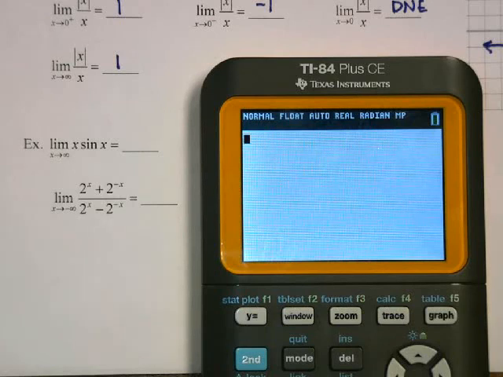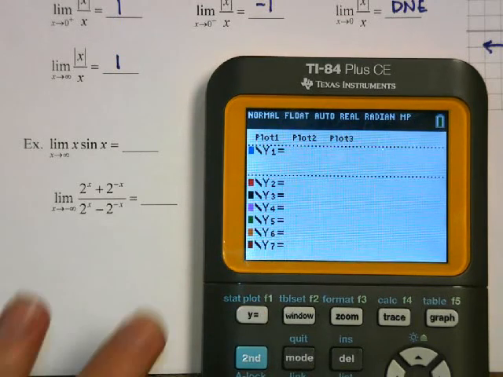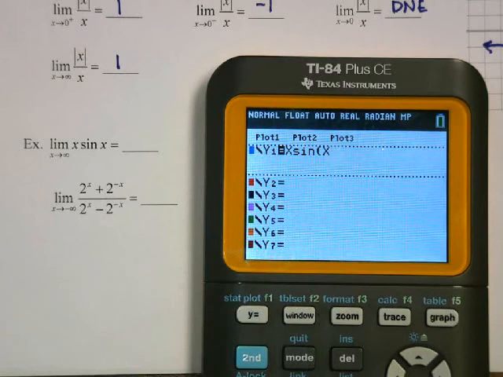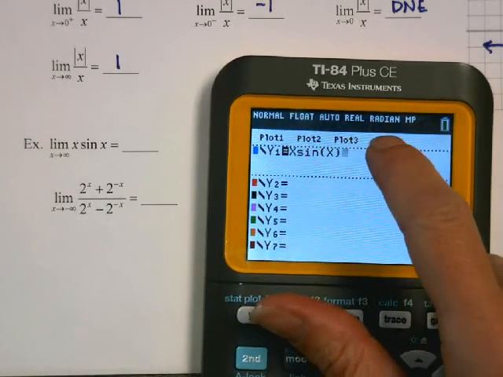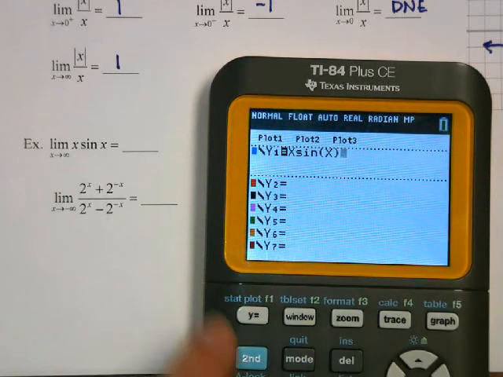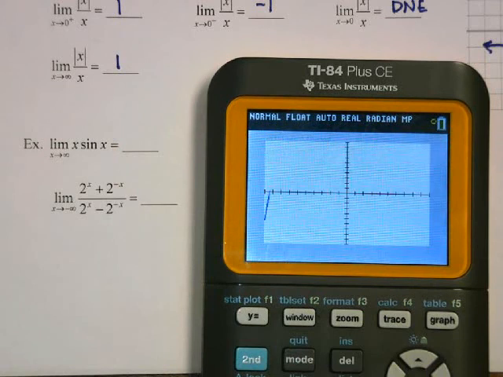For these next two, we're going to graph them in the calculator and look at what happens. So we're going to look at initially x sine x. Make sure that your calculator is in radian mode here. If you're in degrees, the graph's going to look kind of funny. So we're in radians. I'm just going to do a zoom standard.